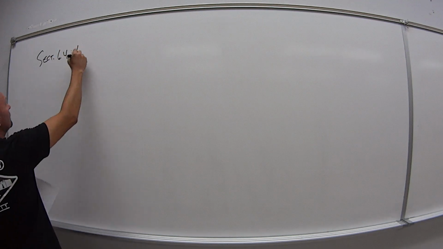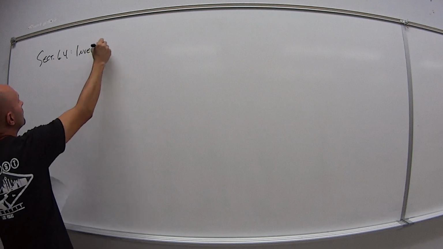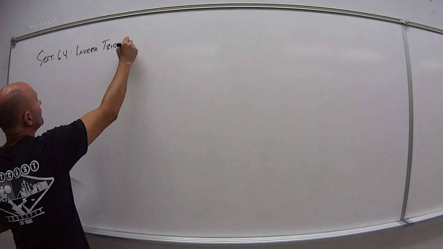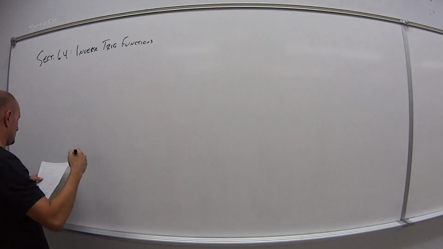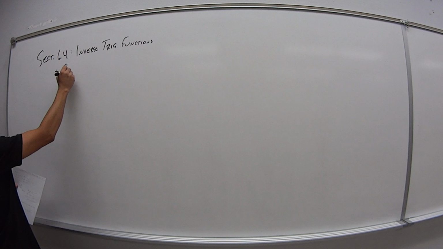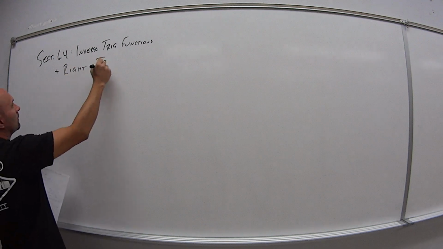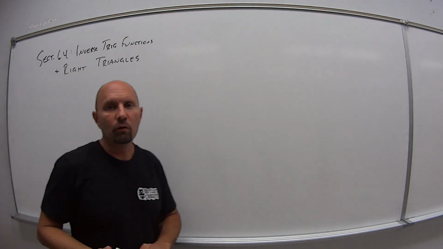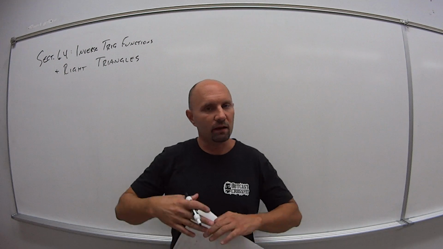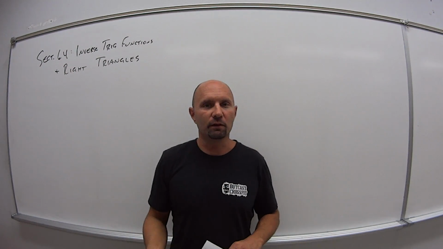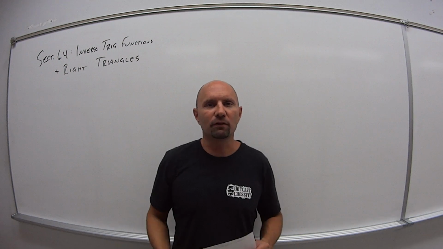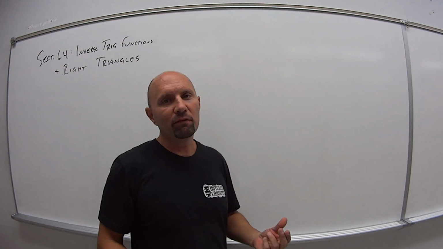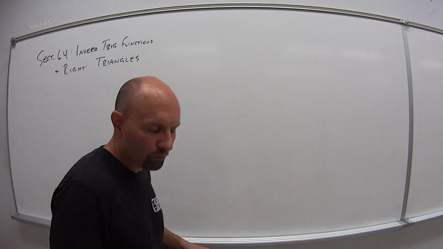In this section, we will be looking at the inverse trig functions and right triangles. So up until now, we've been given a measure for theta. Theta is 30 degrees, theta is 60 degrees. And from that, we were finding the other lengths of the sides of a triangle. Well, now we're going to be given the sides of the triangle and go in the reverse process.